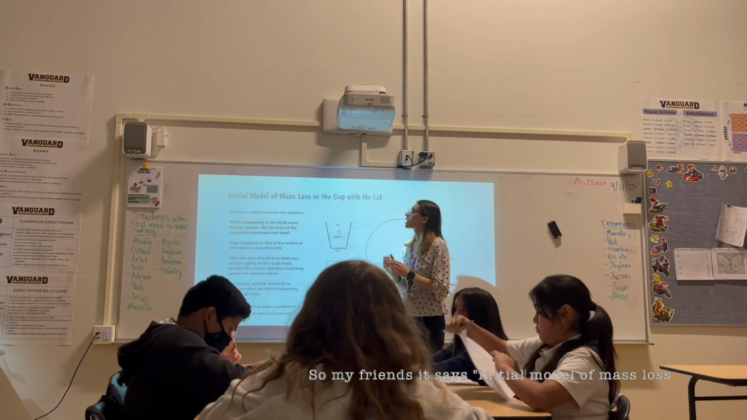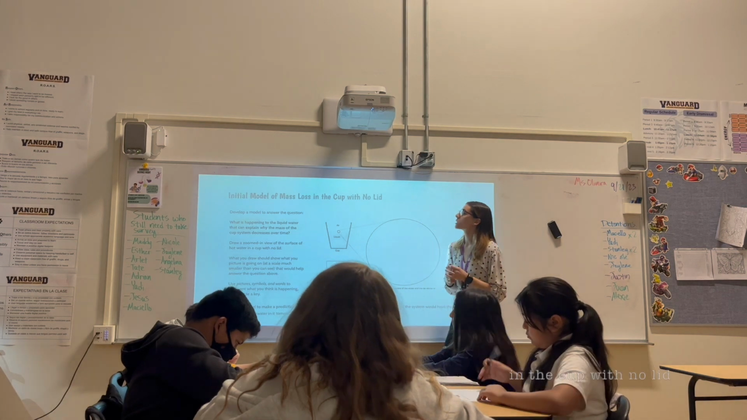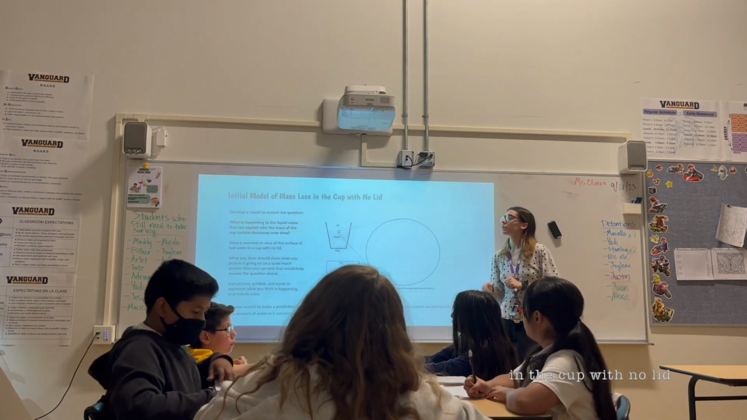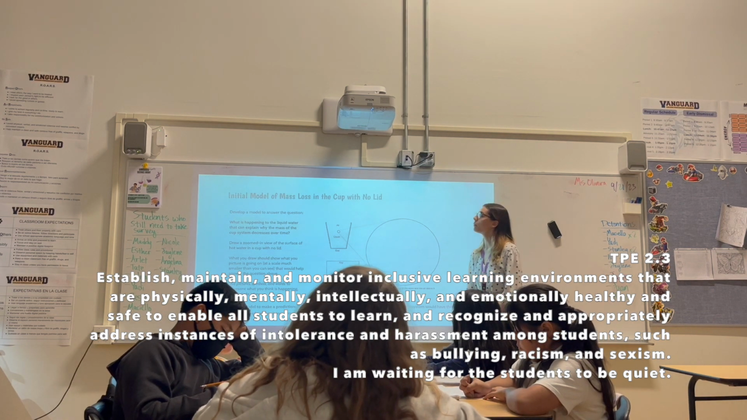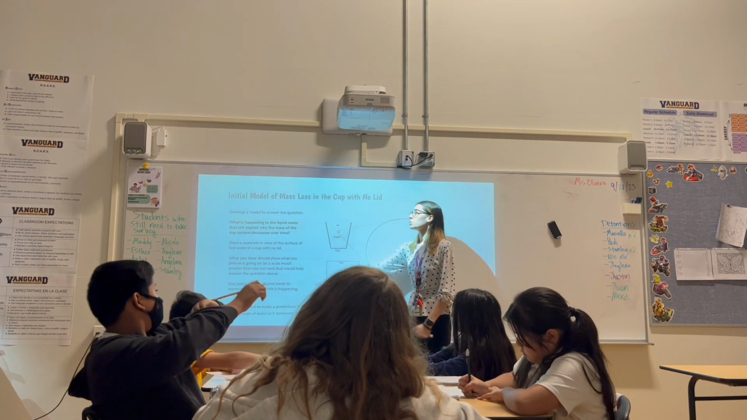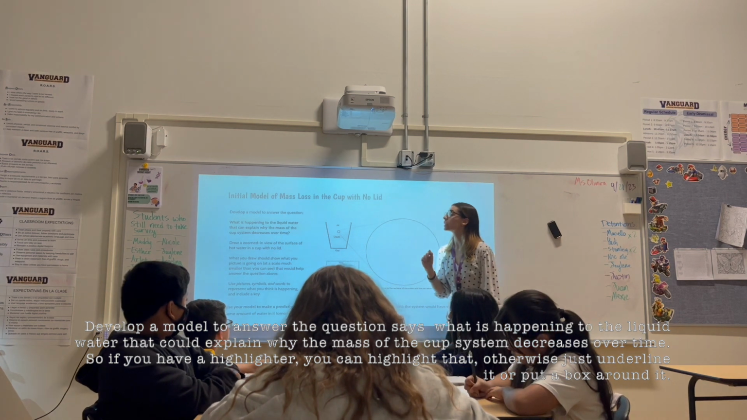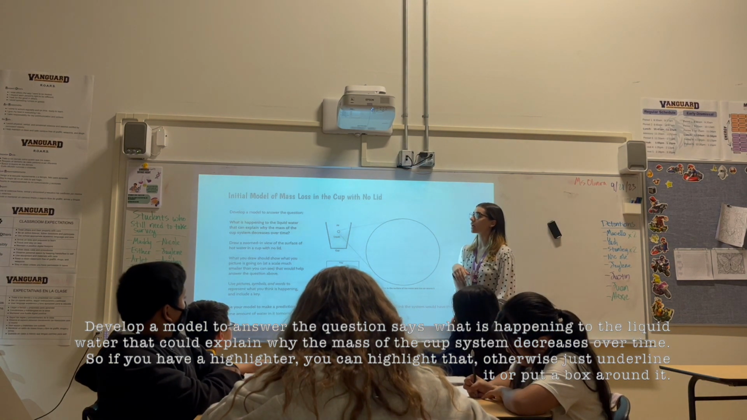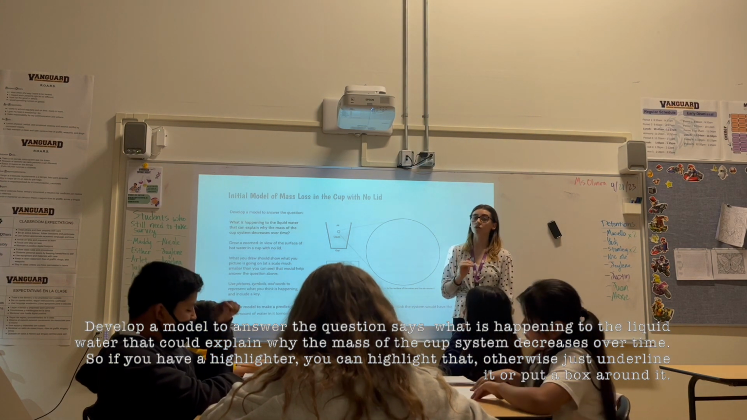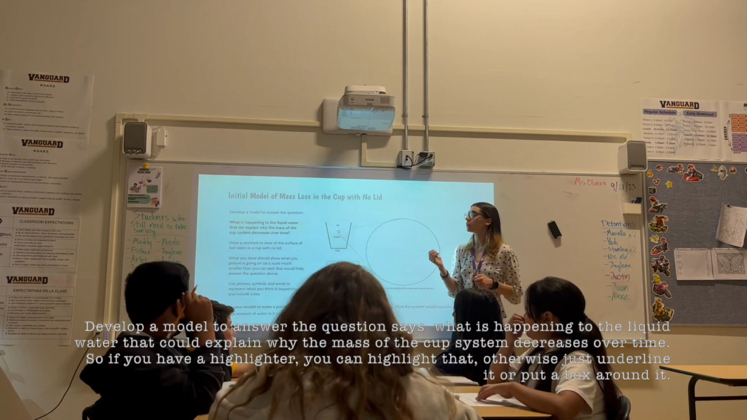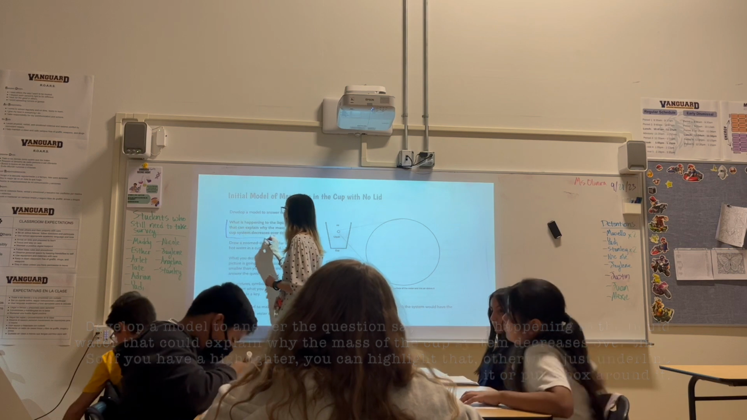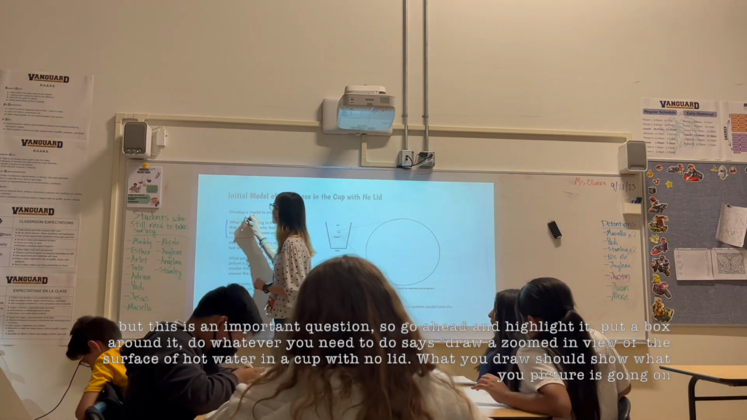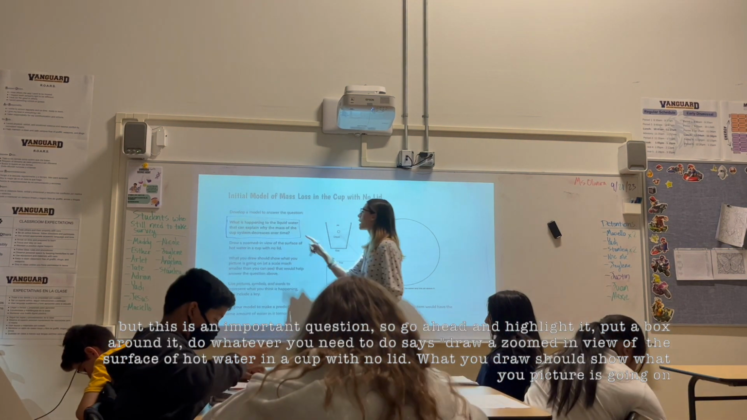So my friends, it says initial model of mass loss in the cup with no lid. Develop a model to answer the question. It says what is happening to the liquid water that can explain why the mass of the cup system decreases over time. So if you have a highlighter, you may highlight that. If you don't, I just recommend underlining it. But this is an important question, so go ahead and put a box around it, highlight it, whatever you need to do.